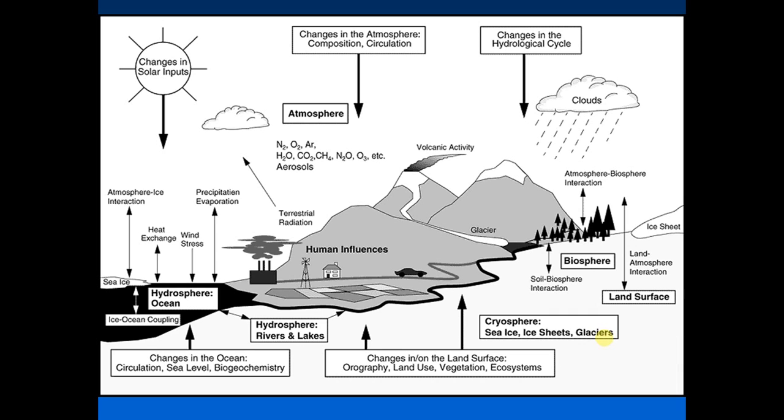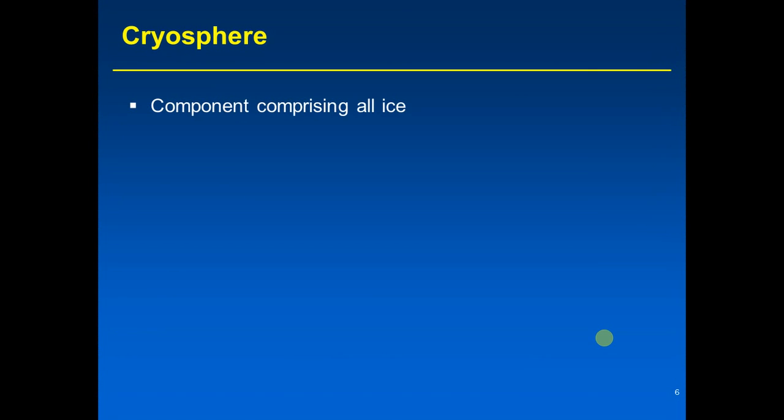So let's talk more about the cryosphere. It's, again, the component comprising all ice. That includes glaciers, which are basically masses of ice formed from snow falling and accumulating over several years and moving very slowly, either descending from high mountains, such as valley glaciers, sometimes called alpine glaciers, or moving outward from centers of accumulation, such as continental glaciers.